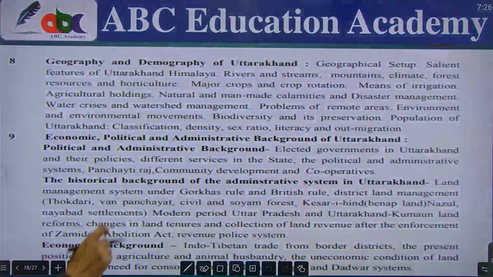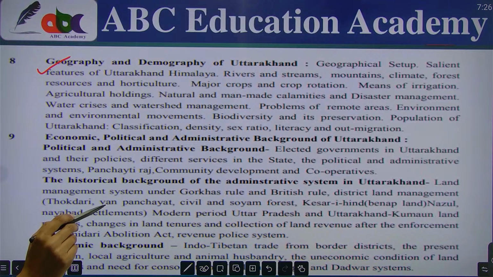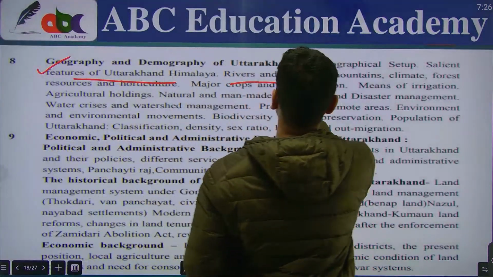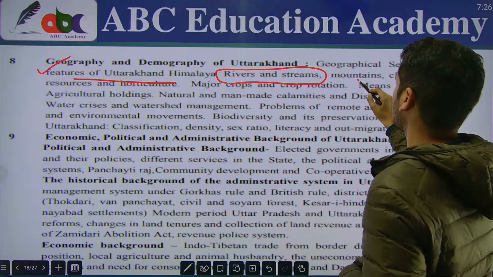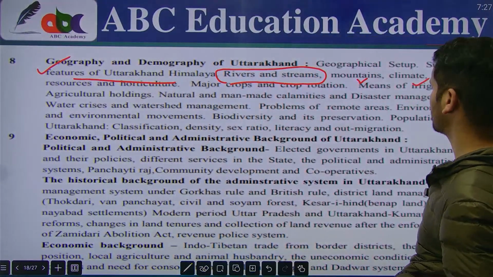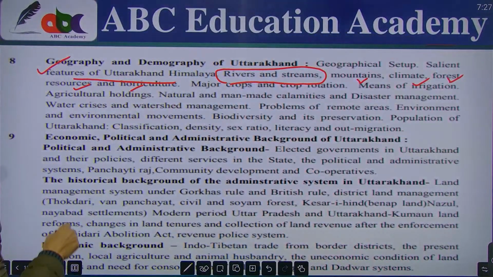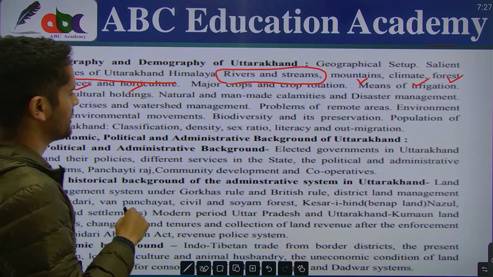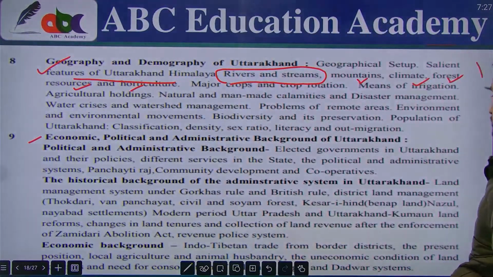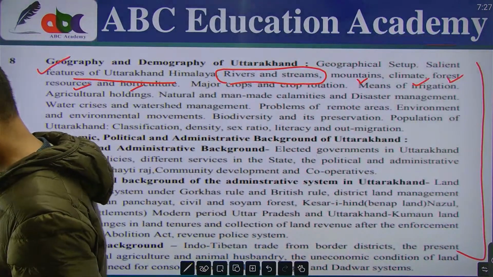Now, this is the topic of geography and demography of Uttarakhand. Salient features of Uttarakhand, rivers and streams. This is also an important topic. What are the various mountains found in Uttarakhand? About its climate, its forests and resources, and horticulture. And the same for the economic, political, administrative background of Uttarakhand. This is the whole area of Uttarakhand which you have to read in detail.